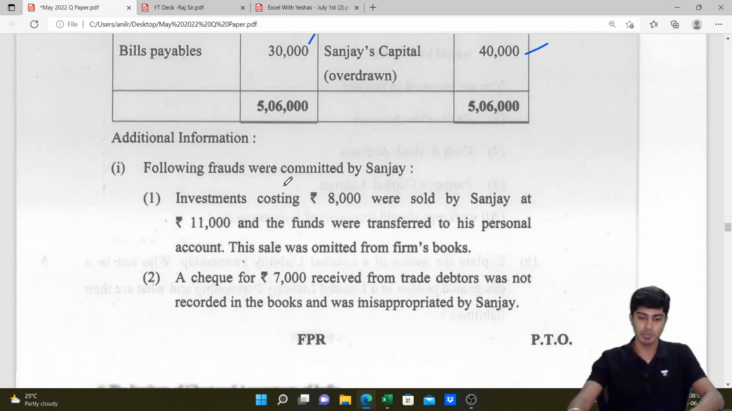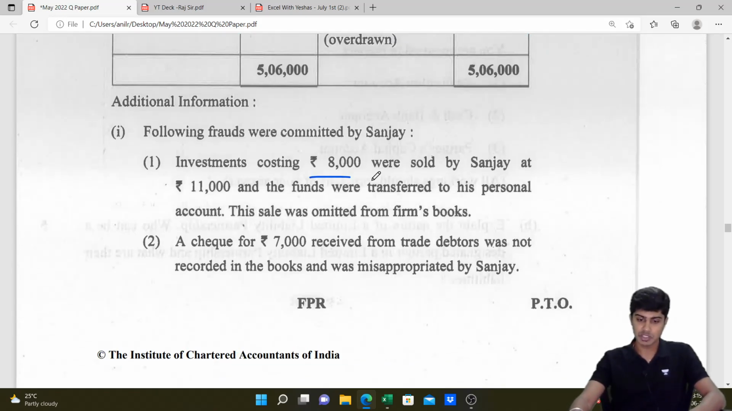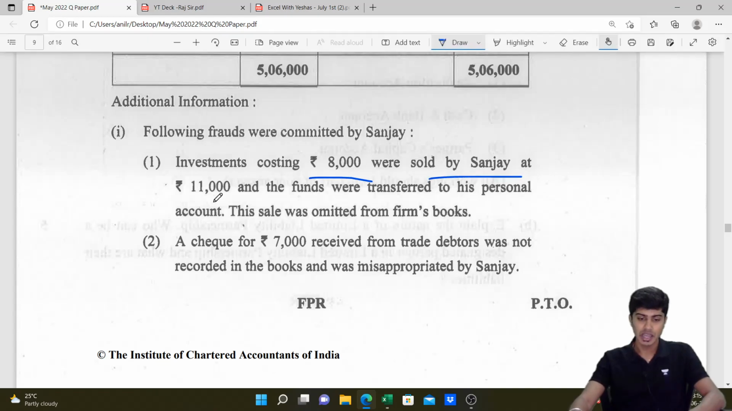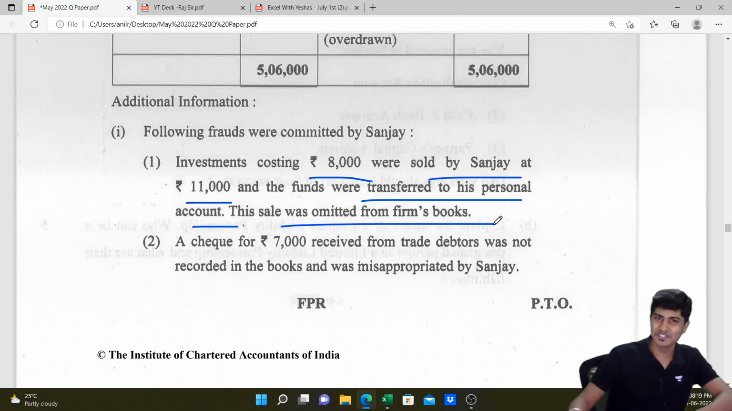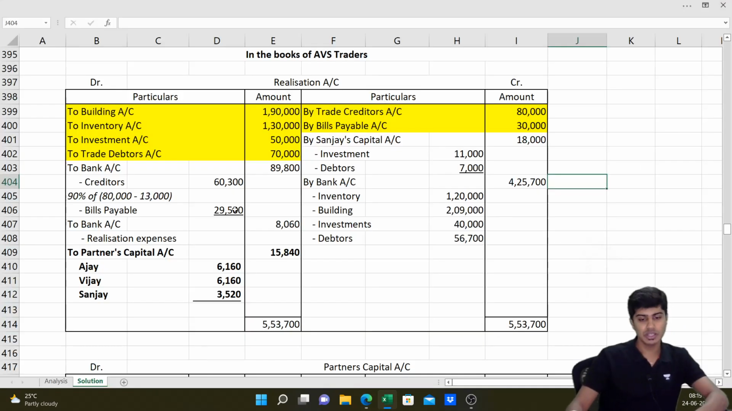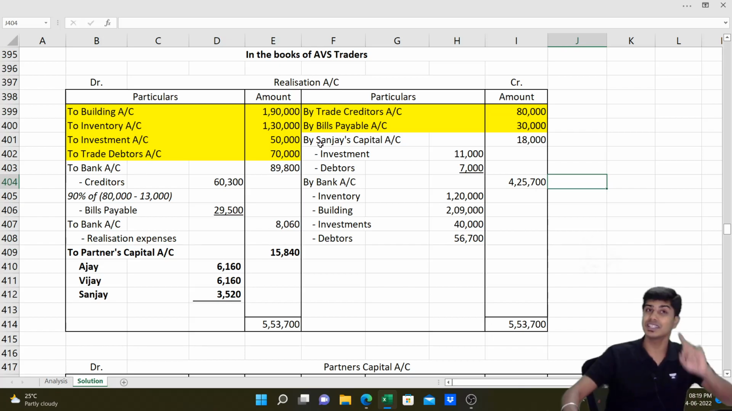Let's read what's given below the balance sheet. Investments costing 8,000 are sold by Sanjay at 11,000 and the funds are transferred to his personal account. The sale was omitted from the firm's books. This is the fraud that he has done. Now we'll adjust it. Investments are sold for 8,000. Now come to realization account. The firm should have received money, but Sanjay has taken it home.